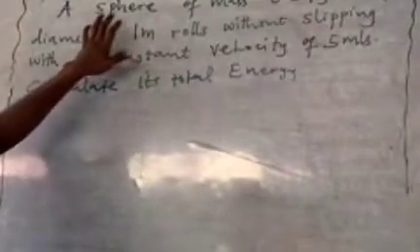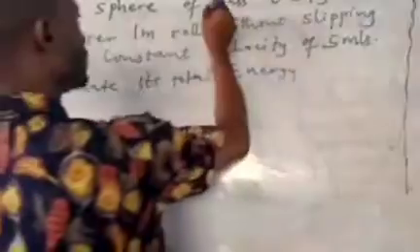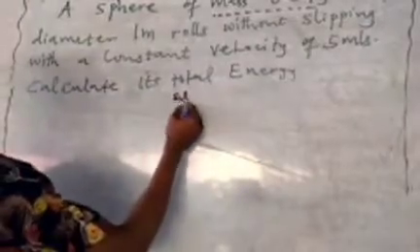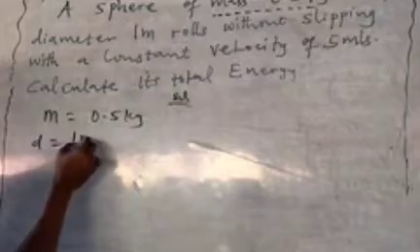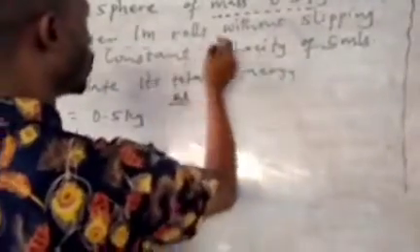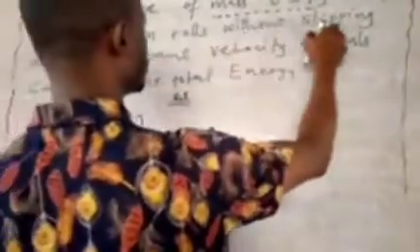The question reads that a sphere of mass 0.5 kg and a diameter, let me put down the parameters given. Solution: we are given that the mass of the sphere is 0.5 kg, and the diameter D is given as 1 meter. So the sphere of this mass and this diameter rolls without slipping.